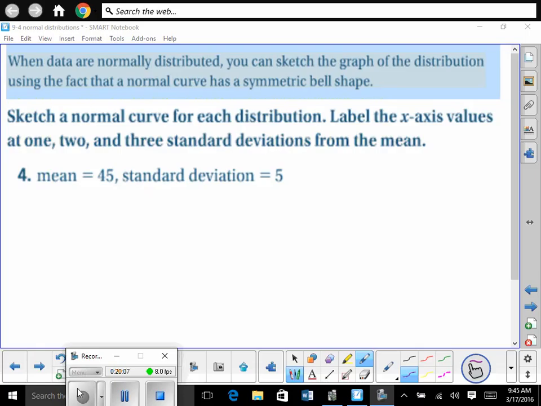So sketch a normal curve for each distribution. Now, guys, this is a key word. If you see on the test it says sketch a normal curve, that's when you say, oh, I'm sketching a bell-shaped curve. Does everybody understand the key word here? Okay, so let's go ahead and do that.